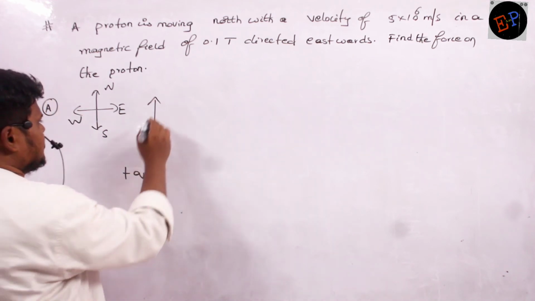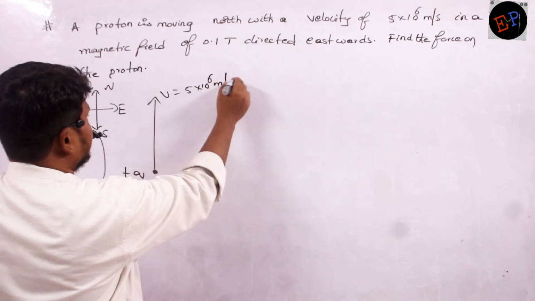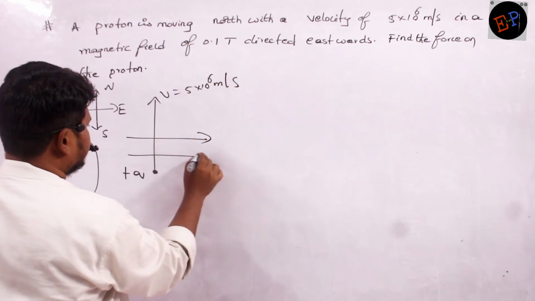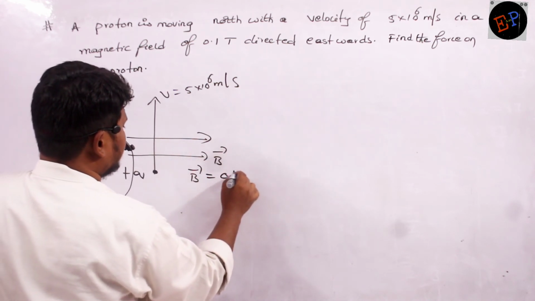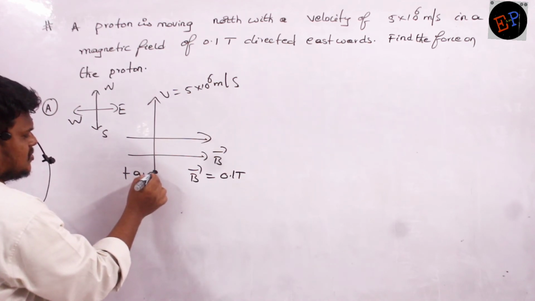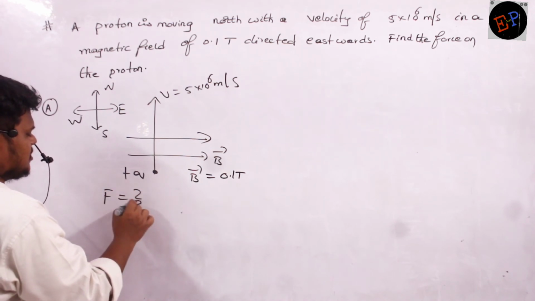What is its velocity? Velocity is equal to 5 into 10 power 6 meters per second, in a magnetic field. This is the magnetic field. And the magnitude of the magnetic field is 0.1 Tesla. Then we are supposed to calculate how much force this charge will experience. Force experienced is how much?